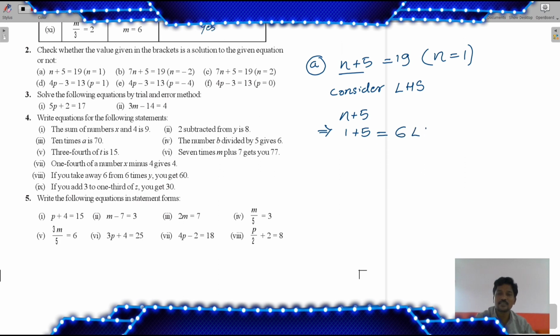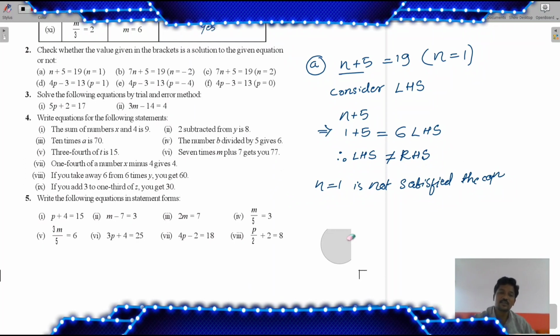This is LHS. What is our RHS? Our RHS is 19. Therefore, LHS is not equal to RHS. If LHS is not equal to RHS, then this given value does not satisfy the equation. Therefore, n equals 1 does not satisfy the equation.